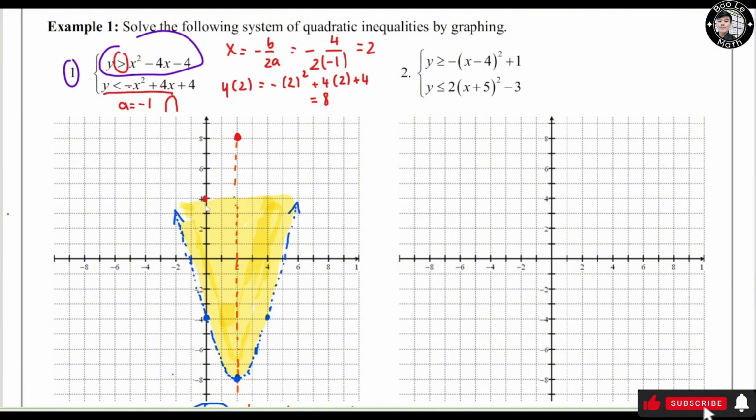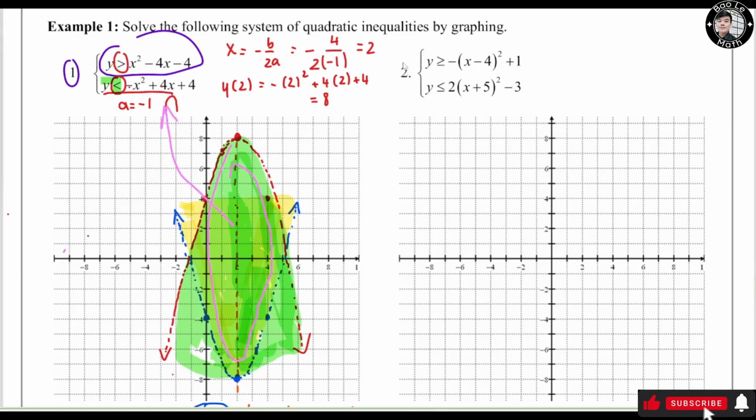Now we're going to check the symmetrical point of the y-intercept over the axis of symmetry. It's going to be right here. Now we're going to connect these 3 points. And we see the sign right here is less than, so we're going to use the dotted line. Now we look at this one, y less than, so we need to say below the parabola. So it could be right here. Then your solution should be the overlapping shaded regions right here.